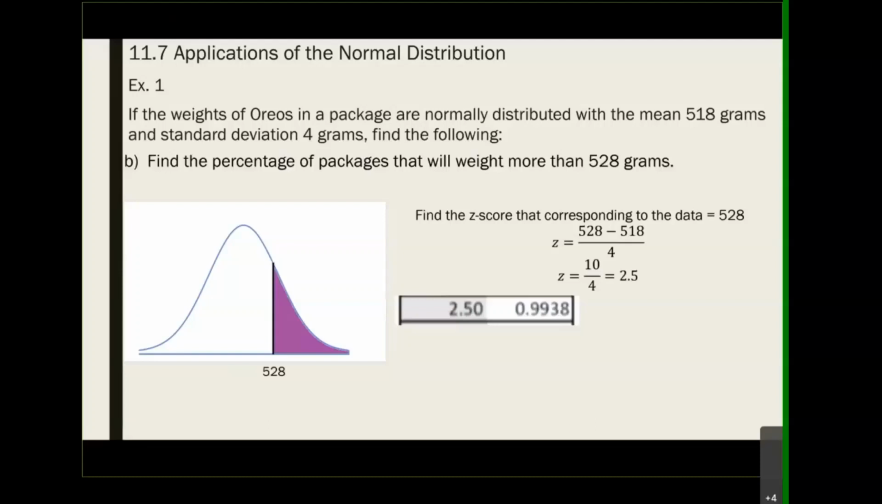Everybody see that for 2.5, the corresponding area is 0.9938. Is this my answer? Hopefully you say no, because we are not looking for the item to the left. If we were looking for the left, 0.9938 would be your answer. But because we're looking for the item to the right, we need to take 1 minus 0.9938, which gives you 0.0062. How do we interpret this?